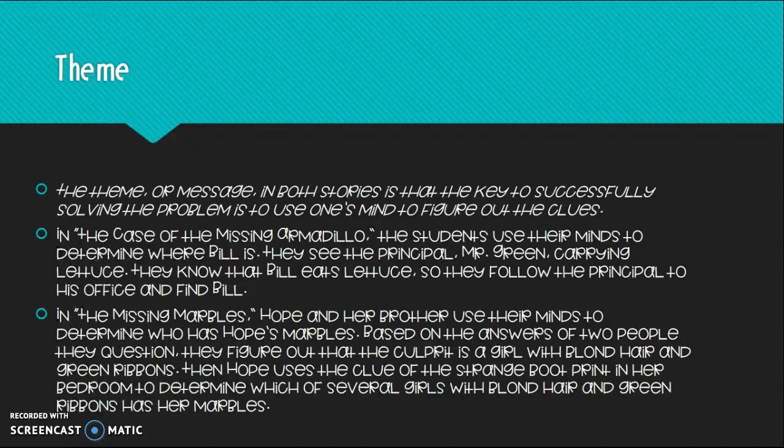So you can see that it's the same theme in both of the stories, but they look a little differently. But remember, just like we talked about, those themes can be applied to more than one story. So solving problems, using your mind to figure out clues to successfully solve problems, that can be a bigger picture or a theme or a message to our story.